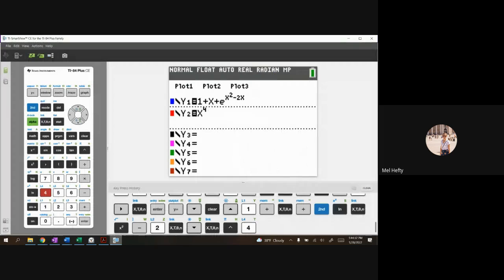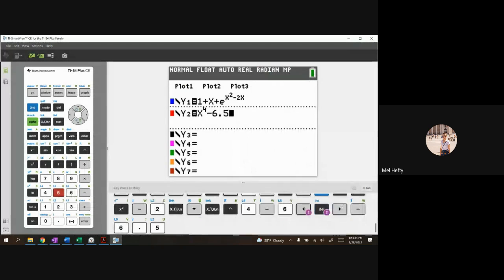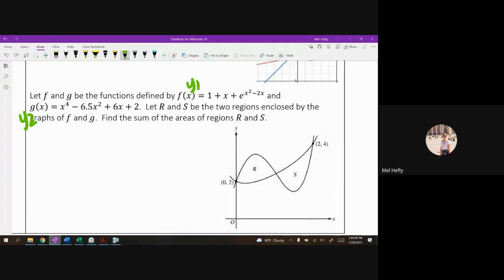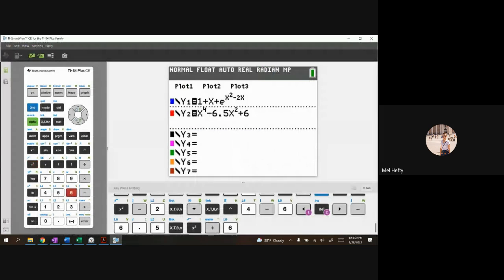Watch the recording. Oh, no. I hate this function. 6.5x squared. Like what we see on the calculator.